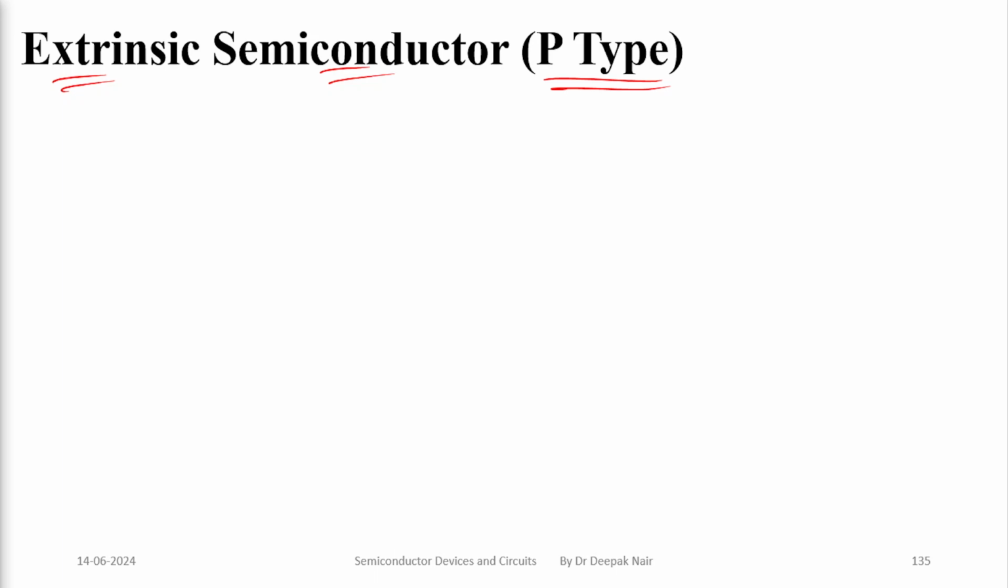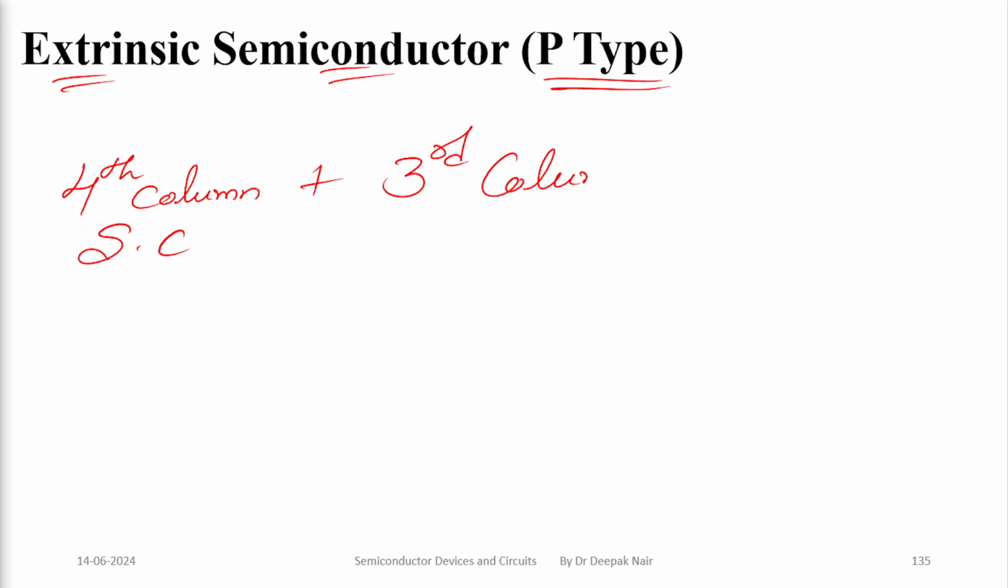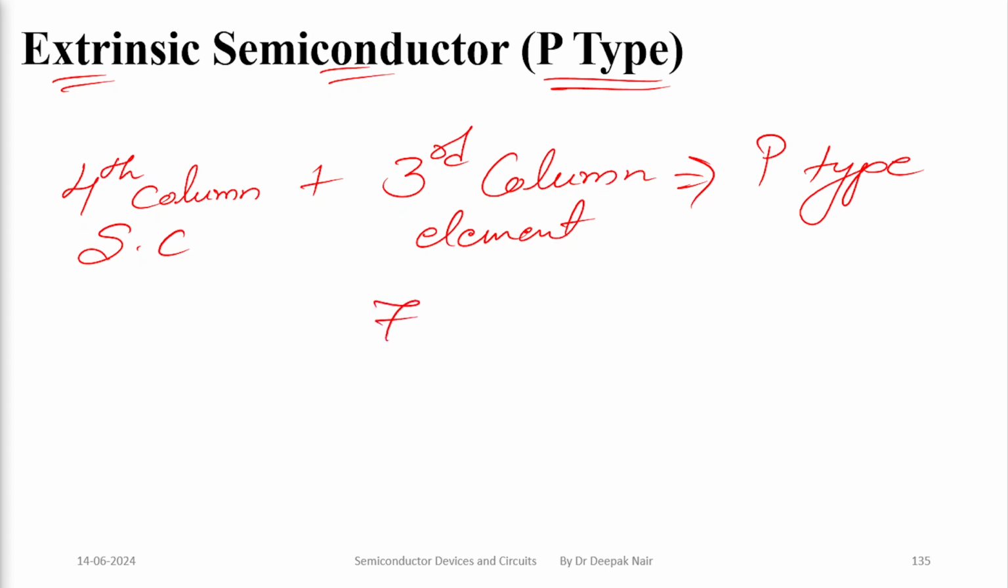Because in this case we take the fourth column elements, which are semiconductors, and we add them with third column elements, resulting in a p-type semiconductor. And when we add 4 plus 3, it becomes 7, whereas we need 8 electrons to make it stable. So therefore we end up with an extra hole.